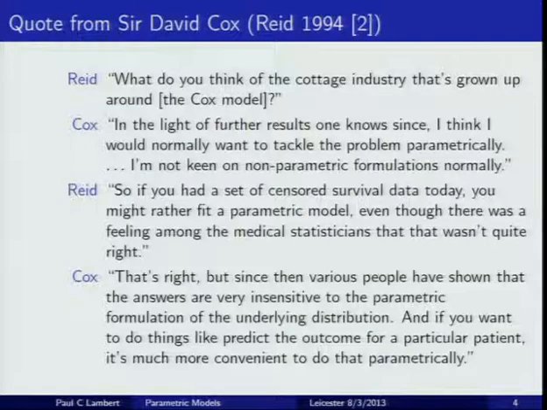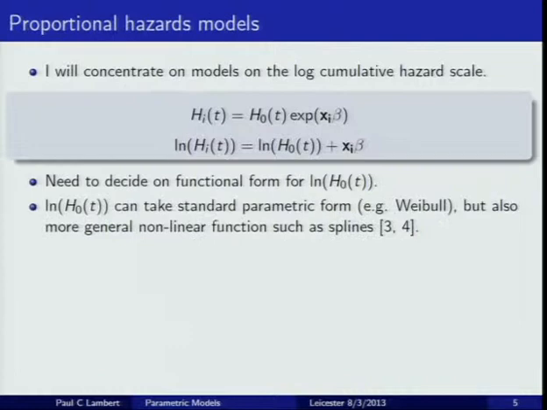And then Nancy Reid goes on to ask, so if you had a set of censored survival data today, you might rather fit a parametric model, even though there was a feeling among the medical statisticians that it wasn't quite right. And the reply is, that's right, but since then various people have shown that the answers are insensitive to the parametric formulation of the underlying distribution. And the bit I've highlighted, if you want to do things like predict the outcome for a particular patient, it's much more convenient to do that parametrically. And this is something in our work we're particularly interested in doing. So that provides some motivation.